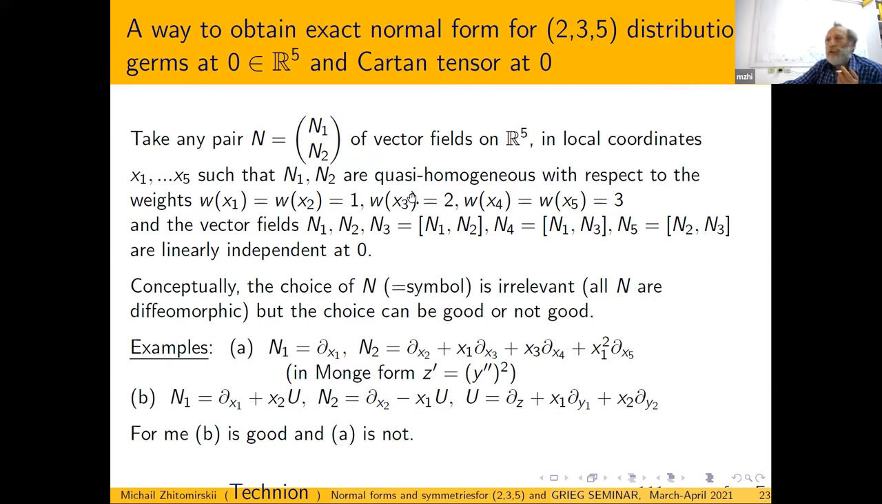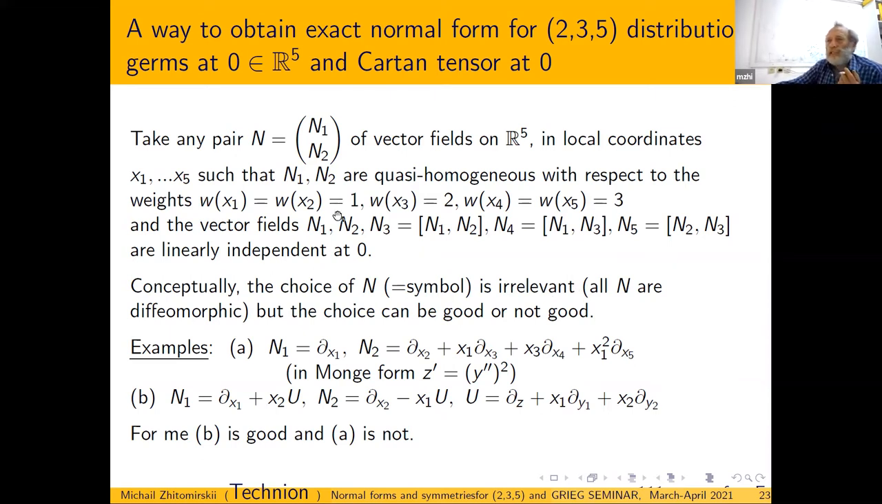Quasi-homogeneous, oh, my mistake, I didn't write quasi-homogeneous of degree minus one. It's very important, but I forgot to write quasi-homogeneous of degree minus one with respect to this. So why minus one? It was clearly, I hope, explained last time. It's very important. Minus one. So then their bracket is quasi-homogeneous of degree minus two, and the other brackets are quasi-homogeneous of degree minus three. This minus three is the minimal degree of quasi-homogeneity.